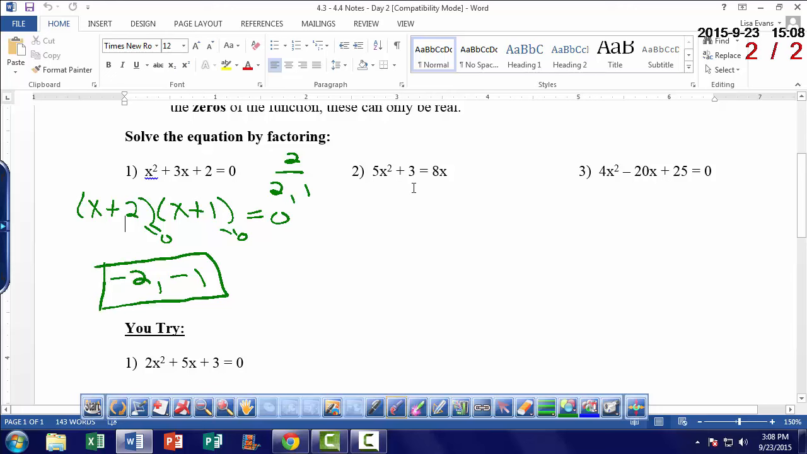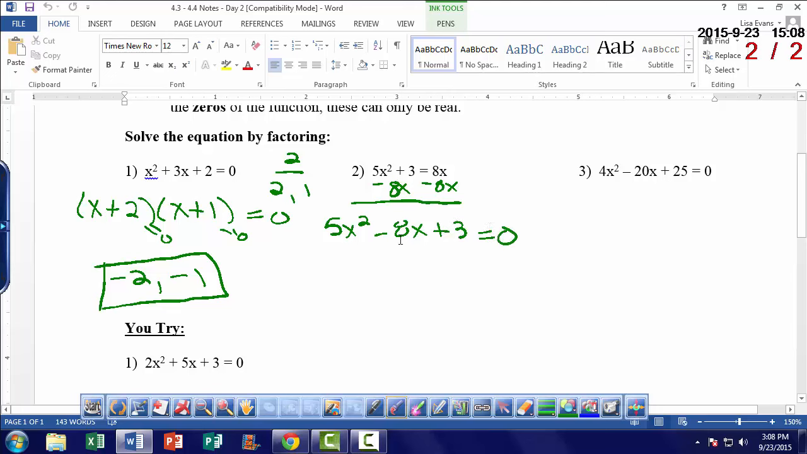Now number 2, I don't even have it equal to 0 yet, so I need to subtract 8x on both sides and get it in proper descending order before I factor. So I get 5x squared minus 8x plus 3 equals 0.